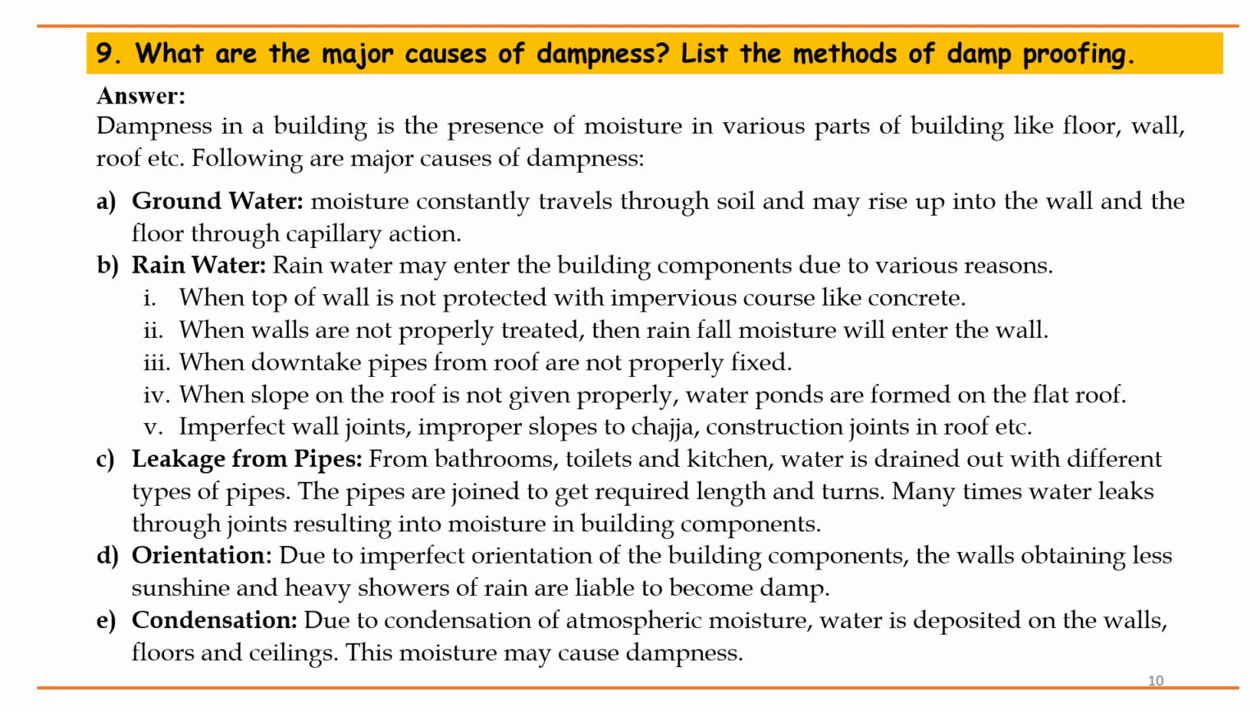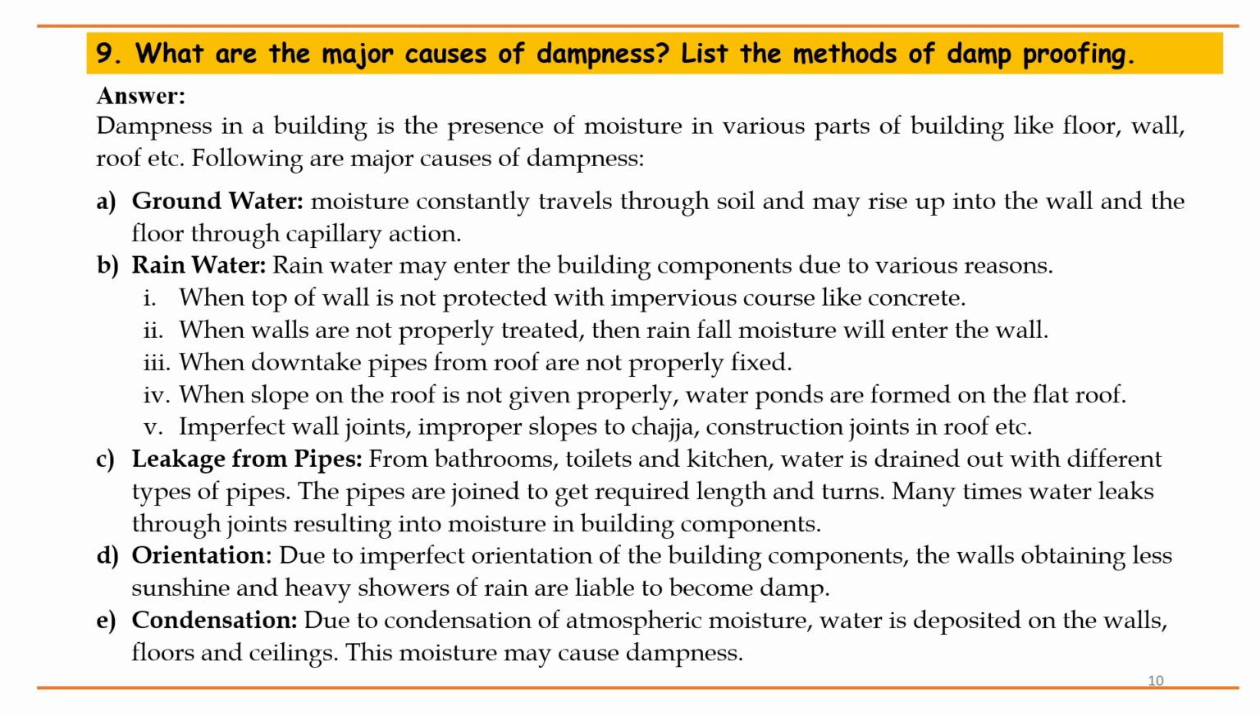Moisture constantly travels through soil and may rise up into the wall and the floor through capillary action. Rainwater. Rainwater may enter the building components for various reasons: when the top of the wall is not protected with an impervious course like concrete; when walls are not properly treated, then rainfall moisture will enter the wall; when downtake pipes from the roof are not properly fixed; when the slope on the roof is not given properly, water ponds form on the flat roof; imperfect wall joints, improper slopes to chajja, construction joints in roof, etc.